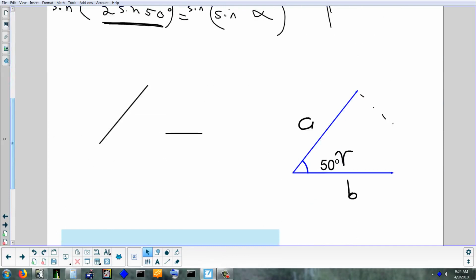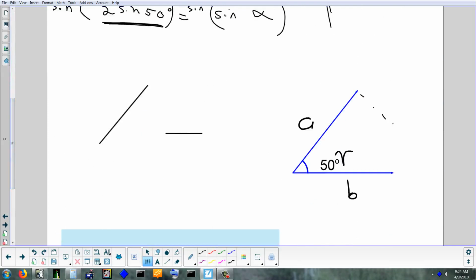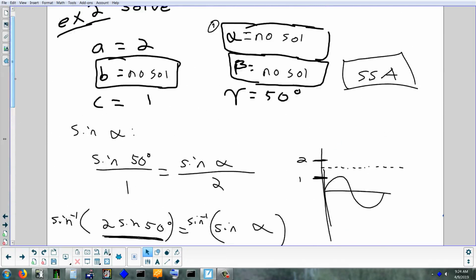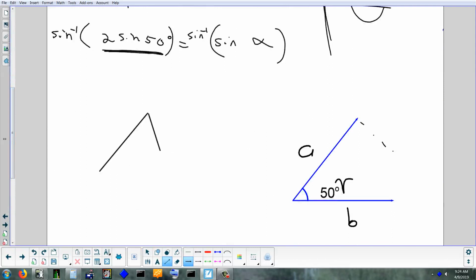Now, notice when I click it, I don't have the little green handle on it, so I can't rotate it. But if I group it with something, and then I erase what I grouped it with, now I have the little green handle. Now I can rotate it any way I want. Okay, so I can put that right there. Now, side B can be any length you want. So let's put the bottom side. Make it as long or as short as you want.